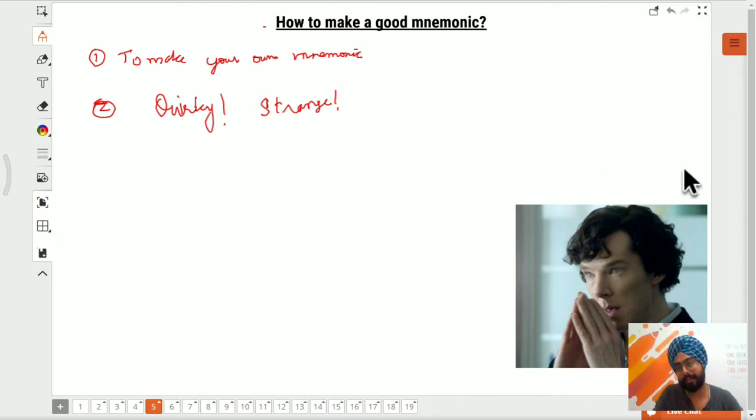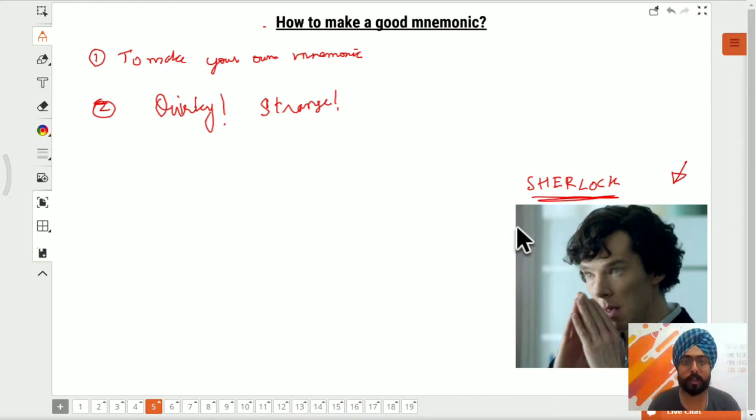Now, why do I have this image right here? For those of you who have seen this particular TV series, this guy, Benedict Cumberbatch, plays Sherlock on BBC's TV series named Sherlock. Now, Sherlock Holmes is a creation of Sir Arthur Conan Doyle, and I'm sure a lot of you must have read the books of Sherlock Holmes.